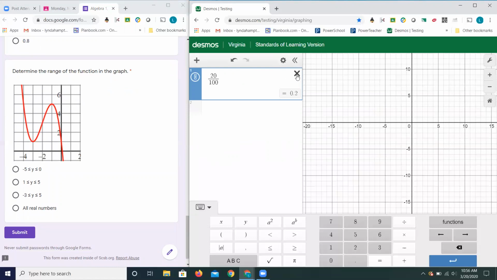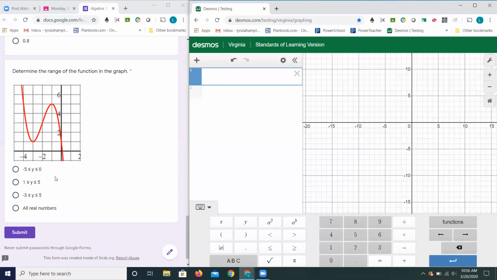The last question on this warm-up says, determine the range of this function. Remember, domain is the x values, range is the y values. So if we're going on our train ride up the y-axis, what are the y values that we would have to stop at to pick someone up?